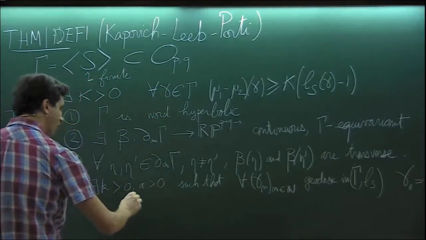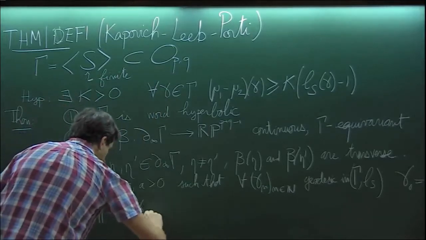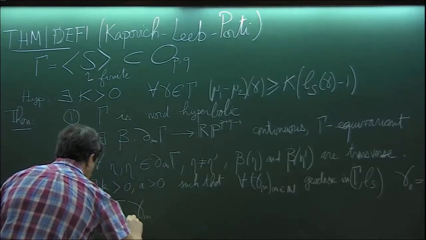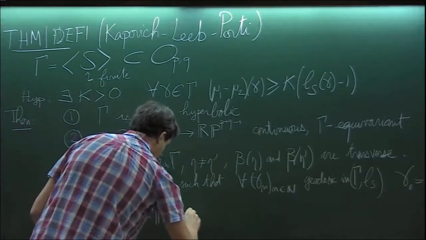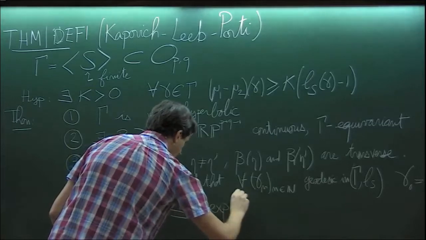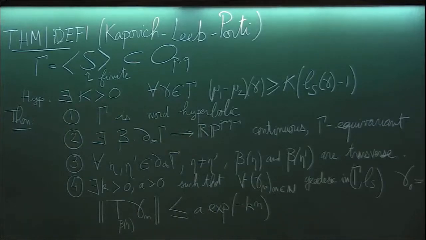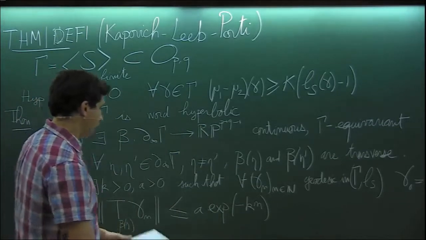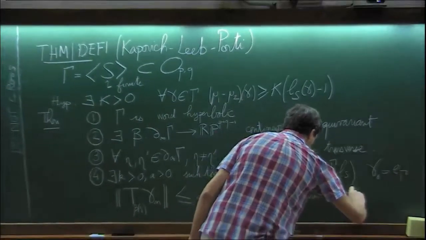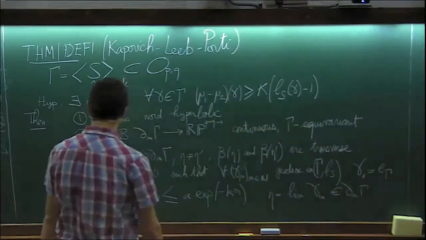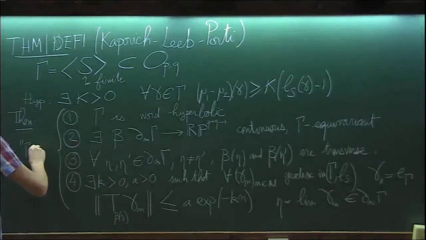And I have the following estimate. The tangent action of gamma n at the point beta of eta, its norm is controlled by the length of gamma n with this exponential decay. Okay, and what is eta? Eta is the limit of gamma n inside the Gromov boundary. And this fourth statement, I will say that Gamma is Anosov.